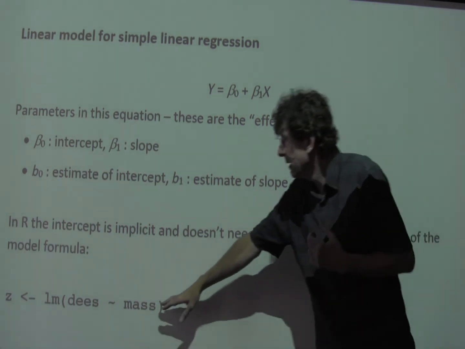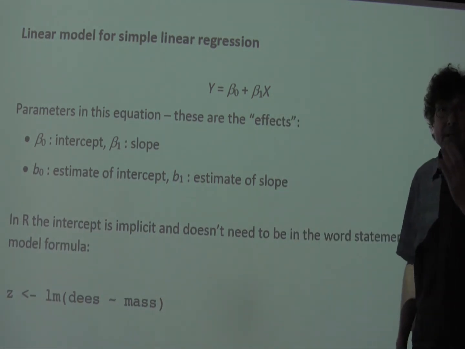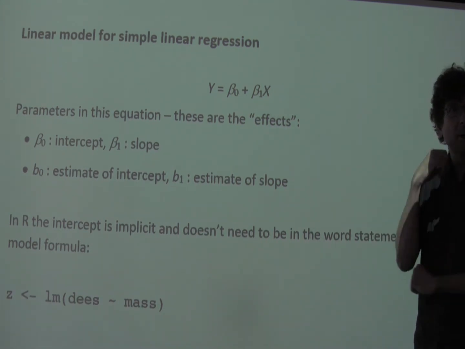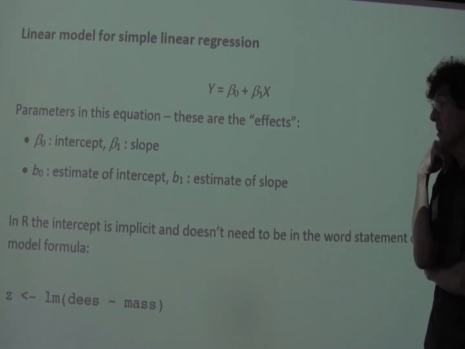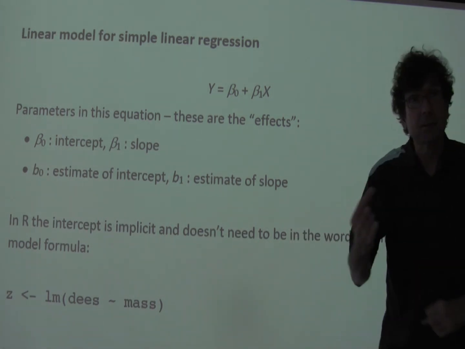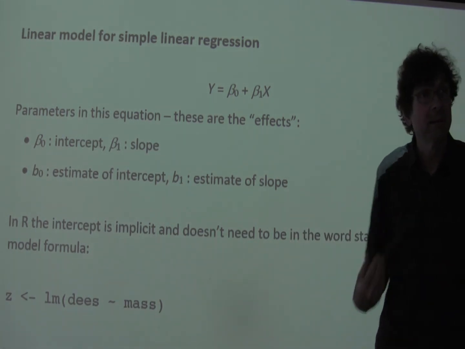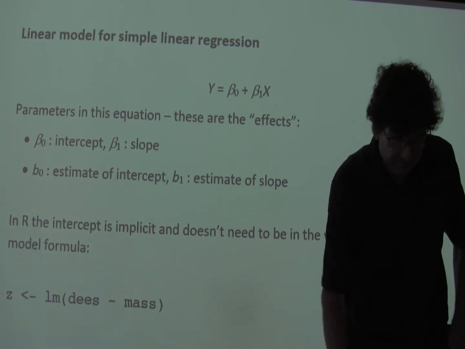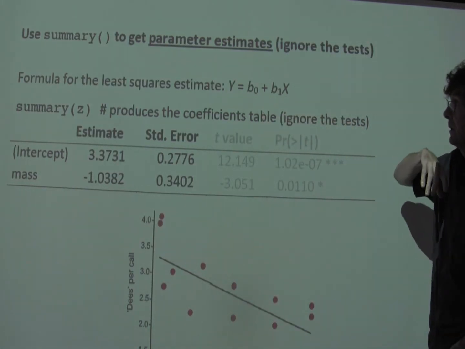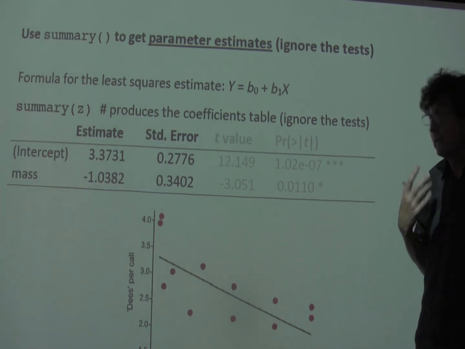And in this statement, the intercept is implicit. So we don't have to include the word intercept in our model if we don't want to. It's assumed to be there, and we have to use a special way if we want to remove it. So it's generally assumed. So there's the equation that we will be fitting to the data, and we use least squares.